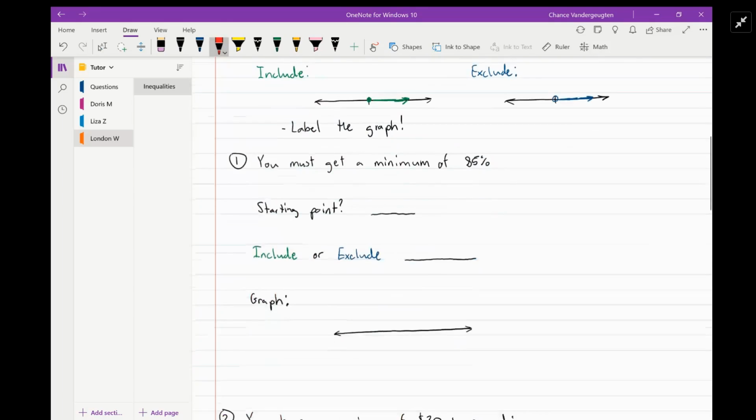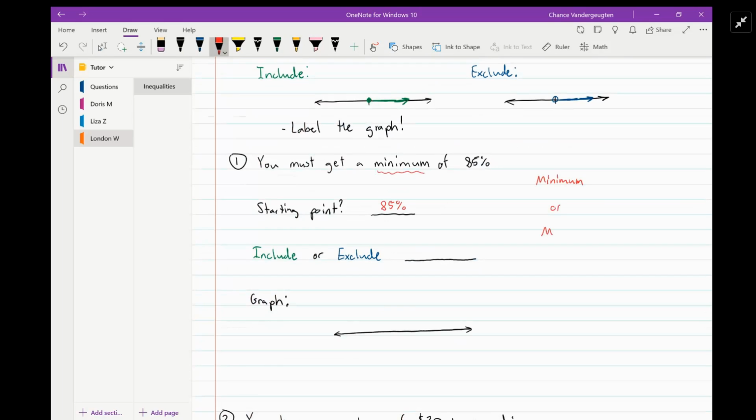And number one, it says you must get a minimum of 85%. So the first thing we can do is identify the starting point, which is 85%. That's what's given in the problem. Now we have to decide, are we going to include the 85% or are we going to exclude? And the key here is this word right here, minimum.